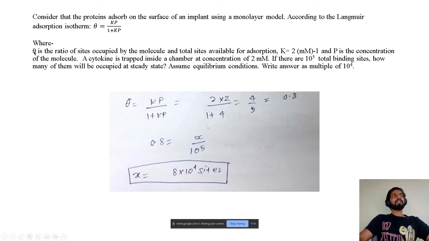The way you do this is to go back and see the definition of theta. Theta is the ratio of sites occupied by the molecule to the total sites available for adsorption. So theta is the number of sites occupied at steady state divided by the total number of available sites. The total number of available sites is given, and you can find theta from this equation. All you have to find is the number of sites actually occupied. So 0.8 into 10 to the power 5, or 8 into 10 to the power 4, because they're asking you to write the answer as a multiple of 10 to the power 4.